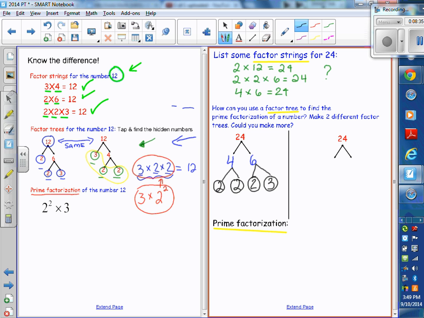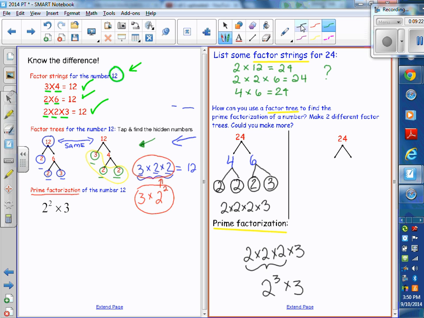When the bottom of my tree is all circled, I'm ready to write the longest factor string, which is 2 times 2 times 2 times 3. Because 2 times 2 times 2 times 3 is equal to 24. So the prime factorization is just 2 times 2 times 2 times 3. And if you want to use exponents, since there's 3 2's, we say 2 to the third power. That means there's 3 2's times 3.